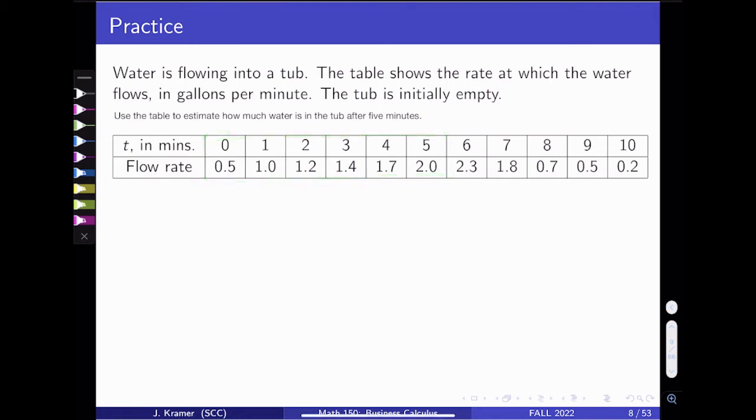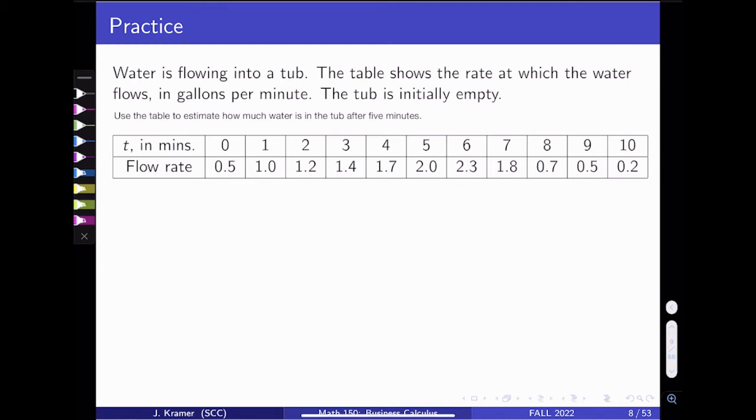The best way to approximate the total amount of water collected is going to be using a sum. So we have a rate. We can think of our rate as our curve, and the area underneath it is going to be the total water accumulated. So we want to find an average between the left-hand endpoint rule and the right-hand endpoint rule to make sure that we have the best approximation for the total water collected.